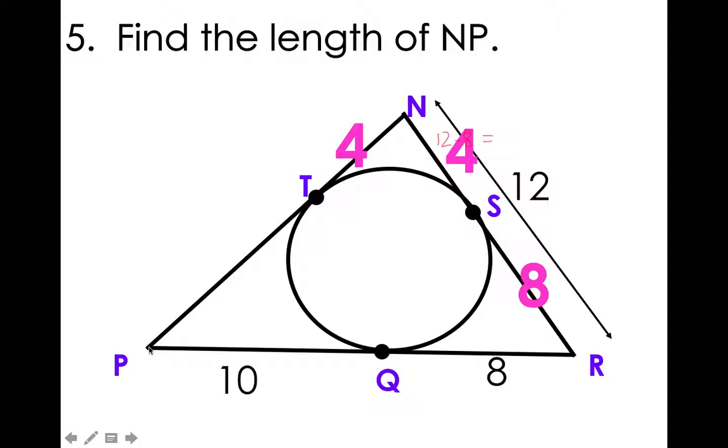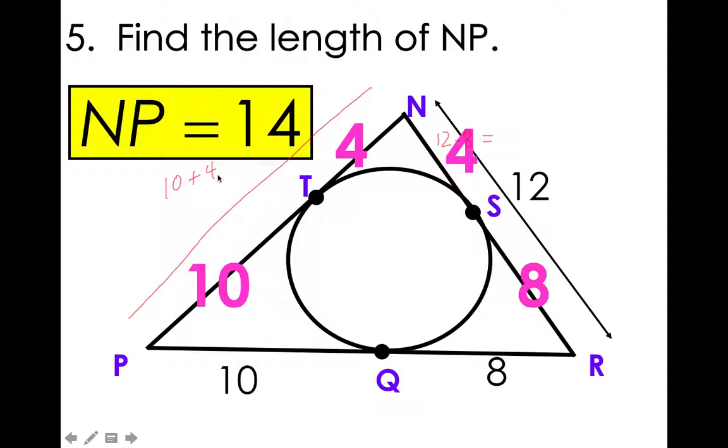And then if I look down here, PQ is 10, and since PQ and PT both come from the same point, that also means that PT has to be 10. So the problem says find the length of NP. That means that I'm going from here down to here, which basically means that I'm saying 10 plus 4, which is equal to 14.